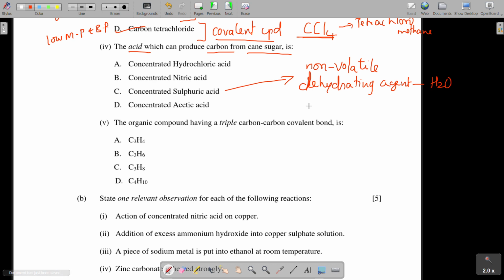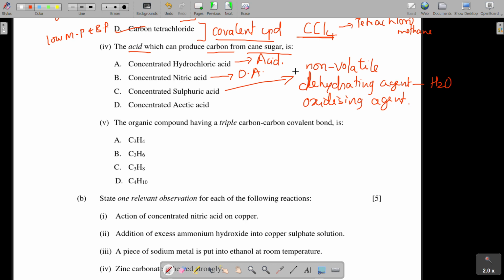Okay, then it can also act as an oxidizing agent. If you see concentrated nitric acid, it can act as an oxidizing agent. Hydrochloric acid is only acting as an acid, sometimes a reducing agent also. Concentrated acetic acid is a weak acid, so don't worry about it.